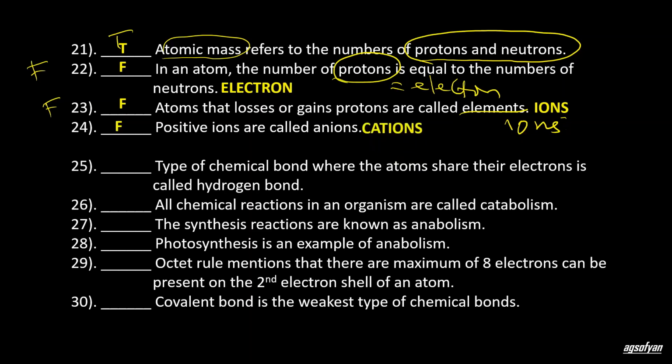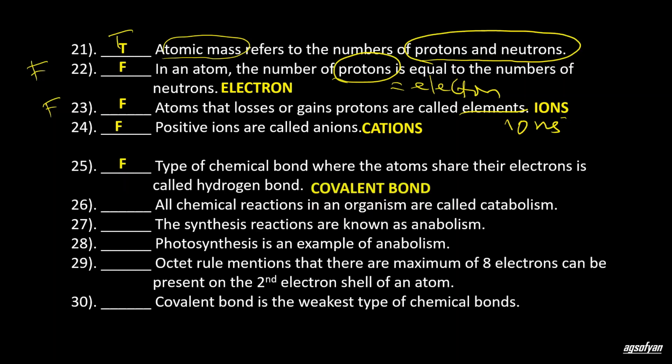25. Type of chemical bonds where the atoms share their electron is called hydrogen bond. Another incorrect statement. Okay. So chemical bond, the type of that share electron is called covalent bond. So this is another false. It should be covalent bond.